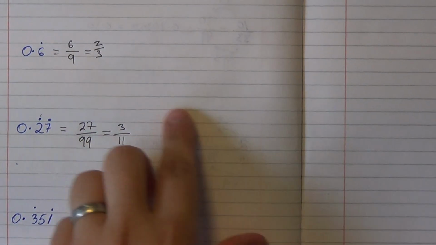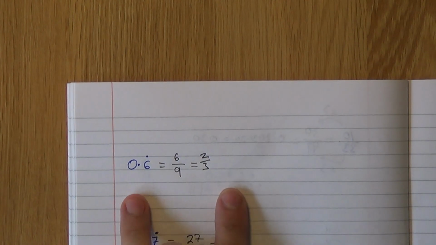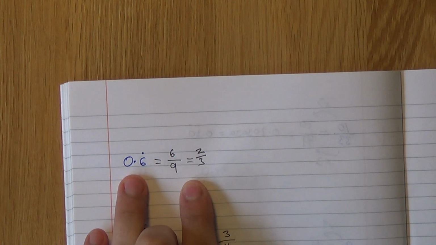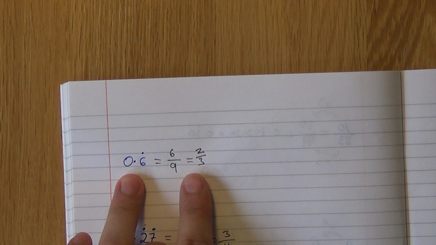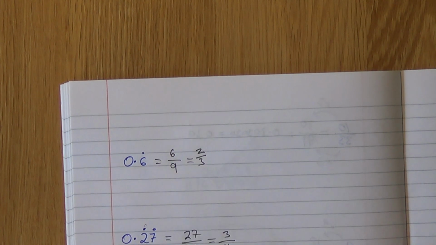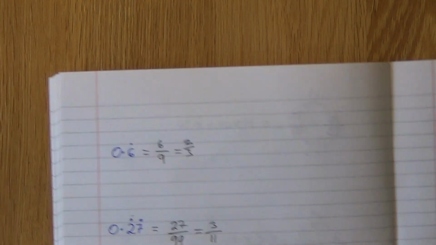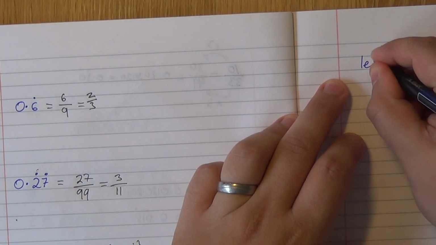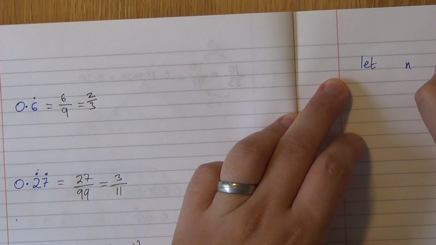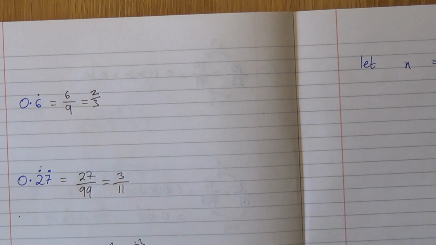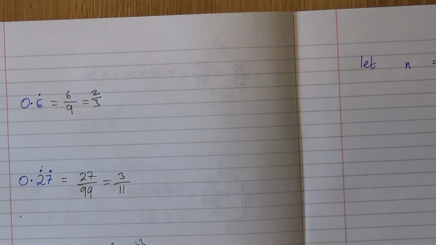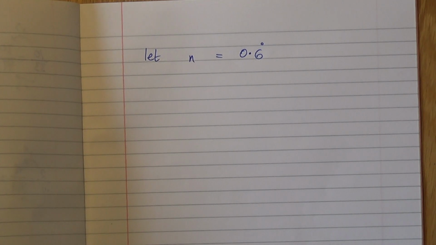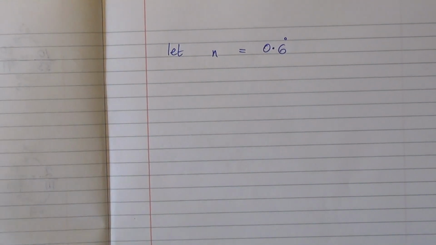So, the first one we're going to look at is this one here. We know we're going to get 2/3 at the end, we've done it before, but let's show you the algebraic proof you are sometimes required to do. The first step is just to pick a letter. So let's let n equal 0.6 recurring. There we are, that's the algebra started.